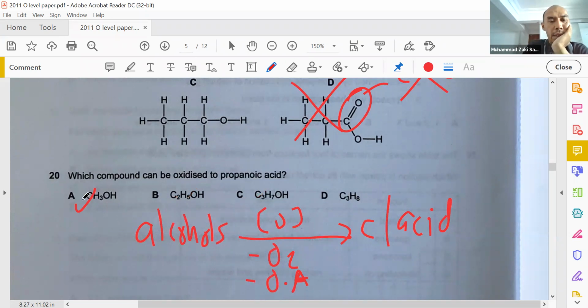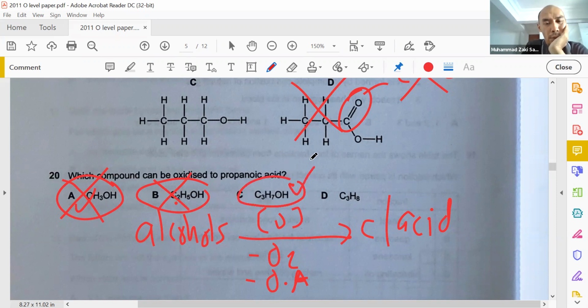A is methanol. Wrong. B is two carbon, ethanol. Wrong. C, C is correct because it's a propanol. So propanol will become propanoic acid. It's also C3. What's this? This is propene, an alkene.